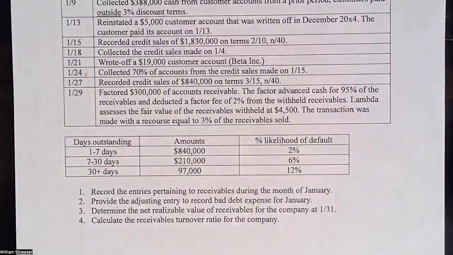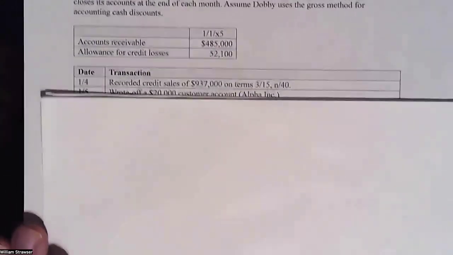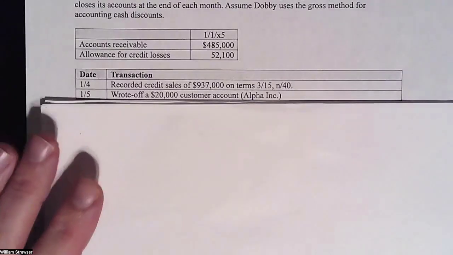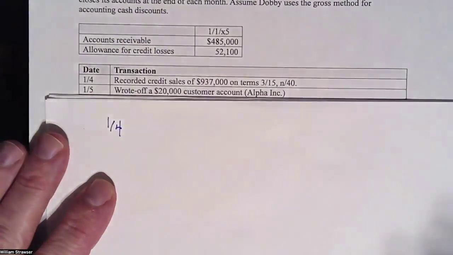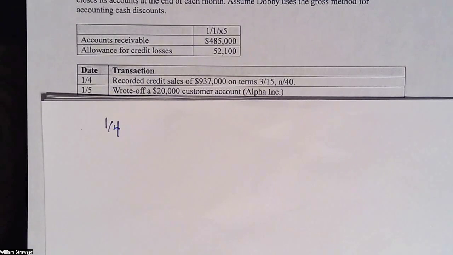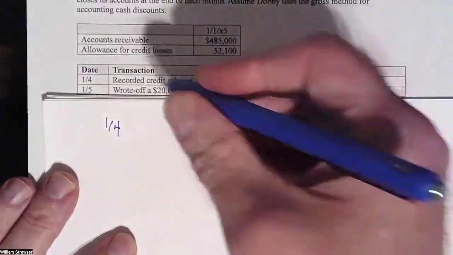You have an aging schedule, and the first part just asks us to record some of these entries. Now, I'm going to go kind of fast through these because you've seen them before, and some of them are a little repetitious. With the first entry, we recorded a credit sale. I don't give you the COGS information here. If I don't give it to you, then don't worry about recording COGS. If it's there, then record COGS. But right now I'm focusing really on the accounts receivable piece.